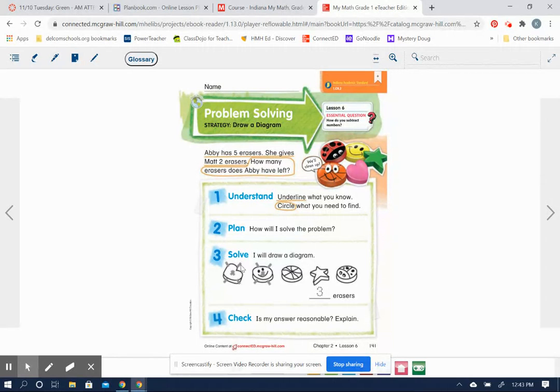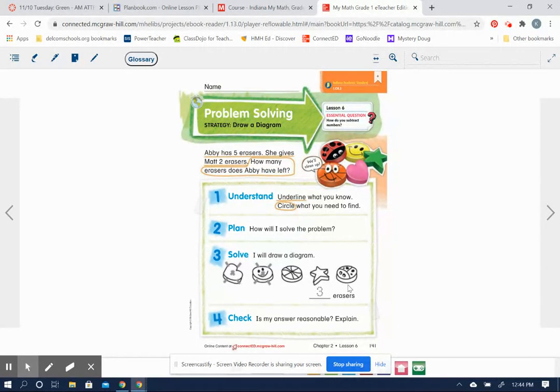So you would put an X on 2 of these. Now, how many erasers does she have left? That's what you're trying to find out. And the answer is 3. Trace the 3.